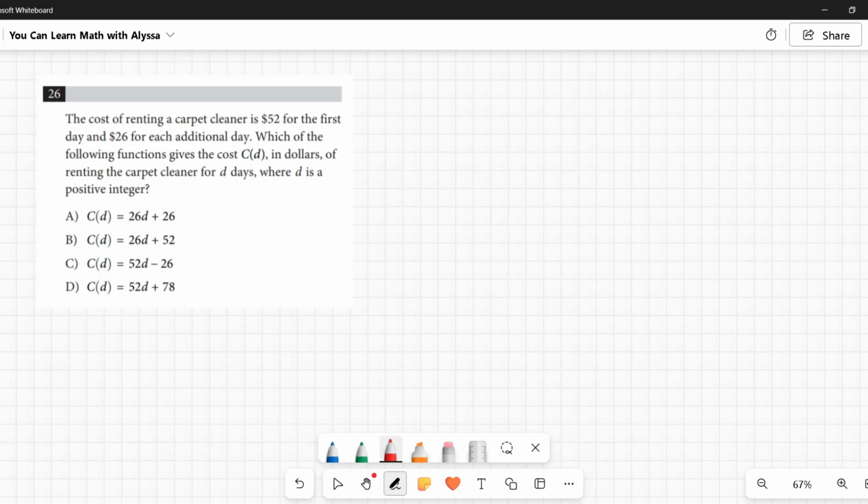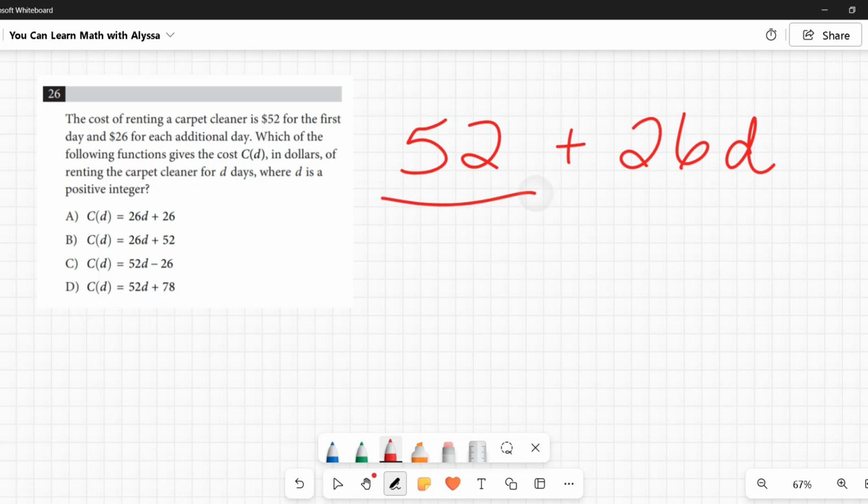Okay, so the cost of renting a carpet cleaner is $52 for the first day. And then for each additional day, it is $26 per day. So $26 times the number of days, right? This would give me the cost after the first day, how many days I've rented it for each additional day. But here is the problem. We can't do that, because $26 is for each additional day. That's what I'm treating the D as here. But is that what D is?